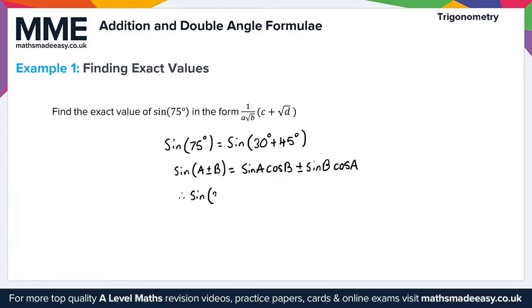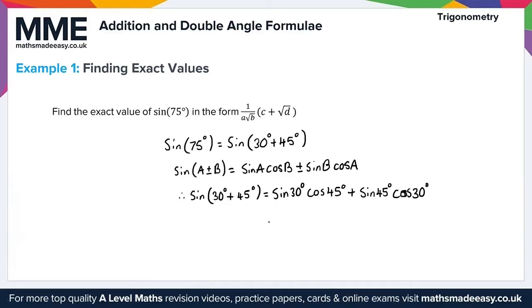Sine of 30 degrees plus 45 degrees is simply going to give us sine of 30 degrees, times by cos of B. In this case, that's cos of 45 degrees. Because we're adding 30 degrees and 45 degrees together, we're also going to add sine B cos A. So it's going to be plus sine of 45 degrees times by cos of 30 degrees.